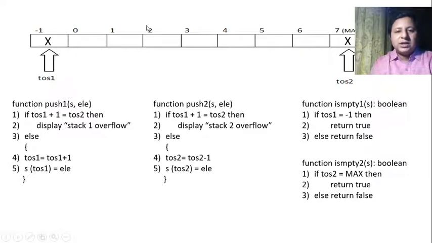If you just see the way it is going to work, when I do push1, toss1 will be incremented and I'll do the insertion of the element. When I do push2, toss2 will be decremented and then I'll do the insertion of the element. On the other hand, if I do pop1, obviously the element at toss1, the current element, will be popped and toss1 would be decremented. Whereas in case of pop2, the element at toss2 would be deleted or popped and toss2 would be incremented. So it is obviously the opposite of the push that you people do.